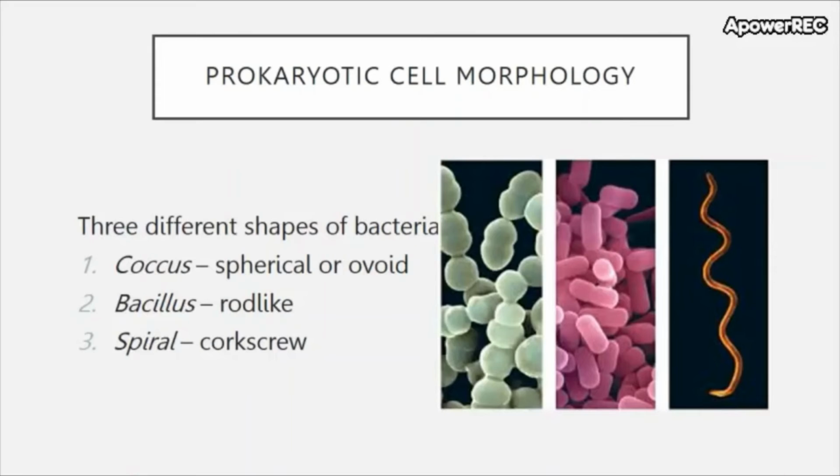Prokaryotic cell morphology comes in three different shapes: coccus, which is spherical or ovoid, bacillus, which is rod-like, and spiral, which is corkscrew. Note in this image, the coccus, which is on the left-hand side, can sometimes have the appearance of a bacillus bacterium. That is due to the fact that this particular bacterium is going through binary fission. And if one looks carefully, they will see a little invagination of the cell wall, which indicates that this cell is going through division.